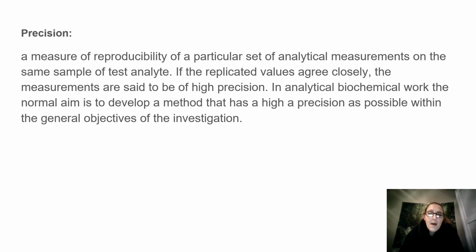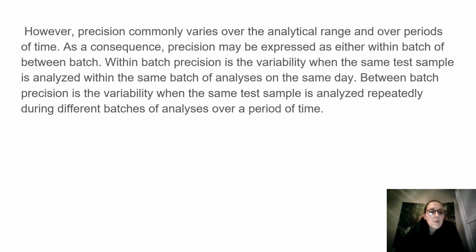In analytical biochemical work, the normal aim is to develop a method that has as high a precision as possible within the general objectives of the investigation. However, precision commonly varies over the analytical range and over periods of time. As a consequence, precision may be expressed as either within batch or between batch.